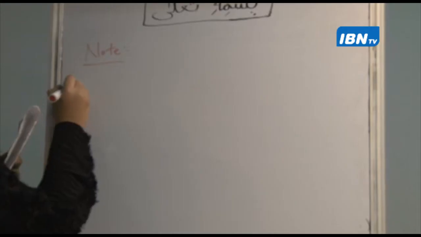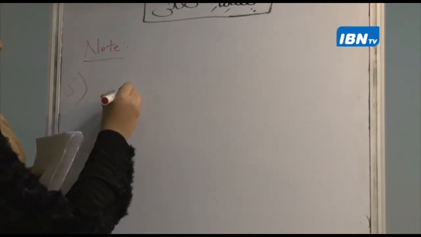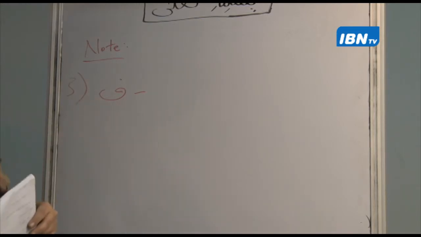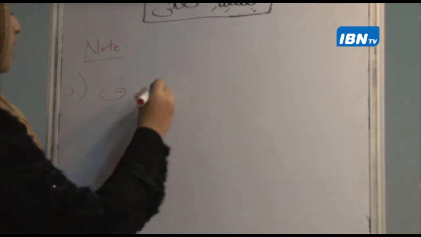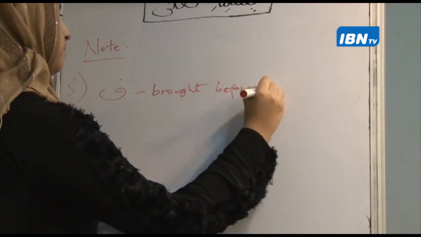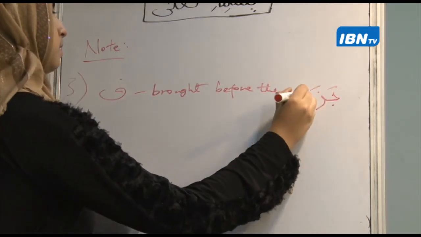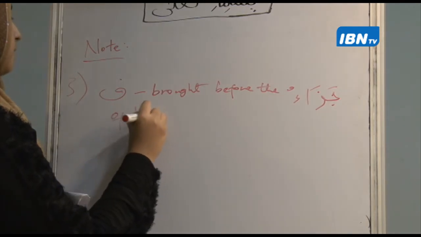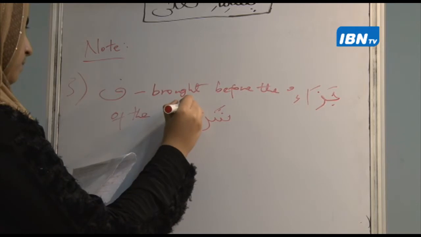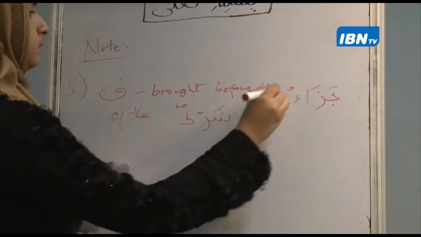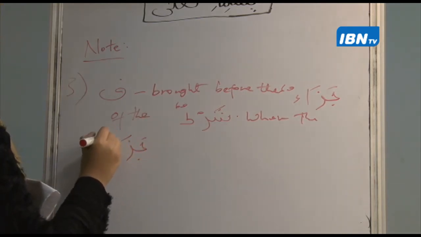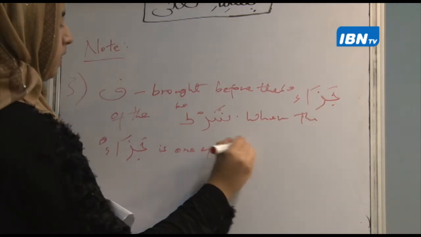Now our third point. Our third point is for fa. Fa, okay, is a particle and it should be brought before the jaza of the shart, okay? Now you know what I mean when I say shart and when I say jaza. Brought before the jaza of the shart when the jaza is one of the following.